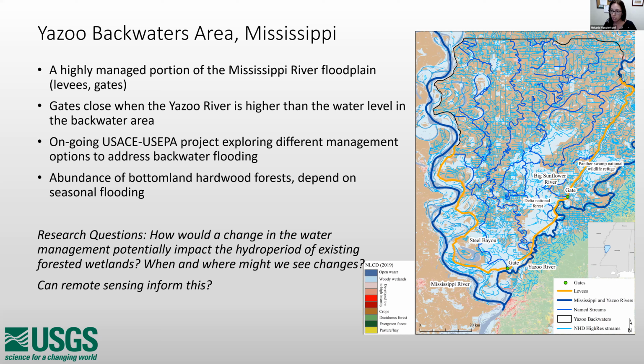One of the big complicating factors is that there are a lot of bottomland hardwood forests in this area that depend on seasonal flooding, all throughout the Steel Bayou, the Delta National Forest, and the Panther Swamp National Wildlife Refuge. So our research question here is, how would a change in the water management potentially impact the hydroperiod of existing forested wetlands? And when and where might we see those changes? And can remote sensing inform this?